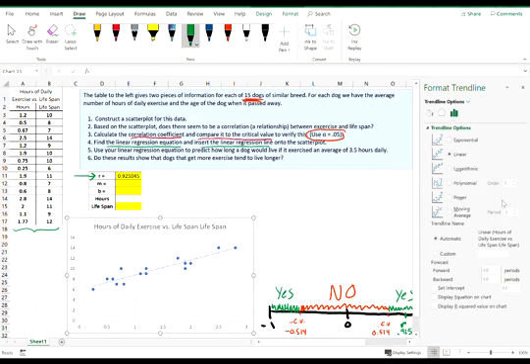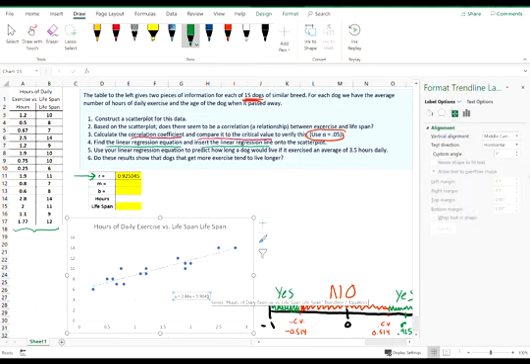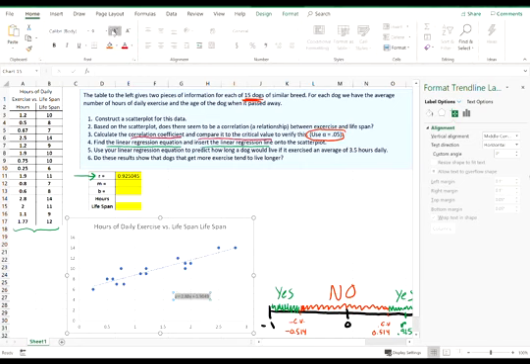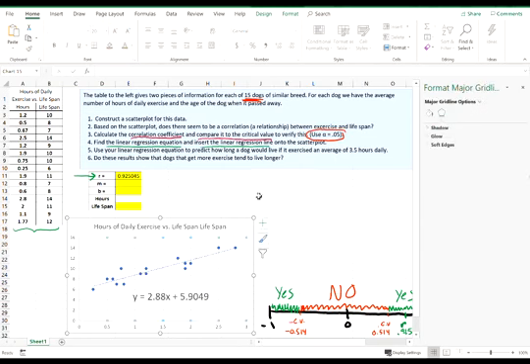I'm gonna bring this back, what I had deleted earlier. Before I do that, let me click this box: display equation on chart. By clicking that box, Excel gave us the equation. I'm just going to make that a little bit bigger by increasing the font size. All right, so there's the equation of the trend line.